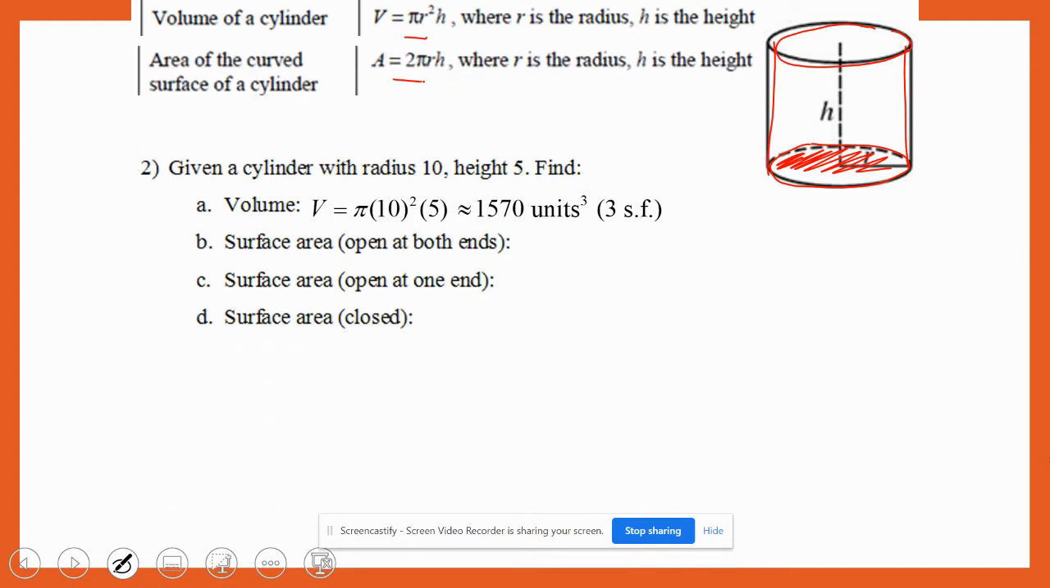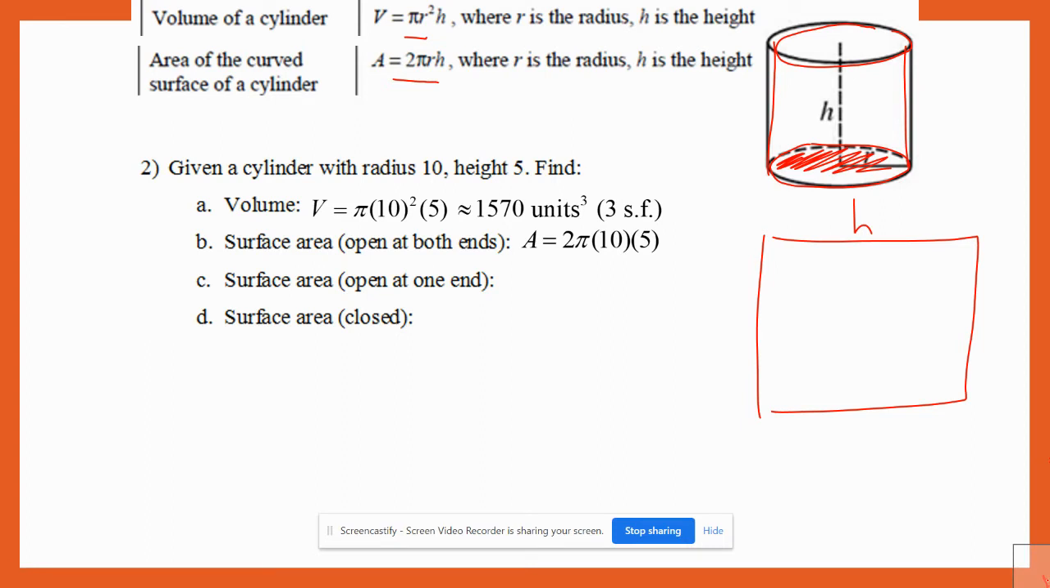For surface area, if it's open at both ends, we're using 2 pi r h for the area around the outside. So 2 times pi times radius times height. If you open this cylinder up, it makes a rectangle. One dimension is the height. The other dimension is the circumference of the circle. That's where the formula comes from. So it's 2 pi r by h.